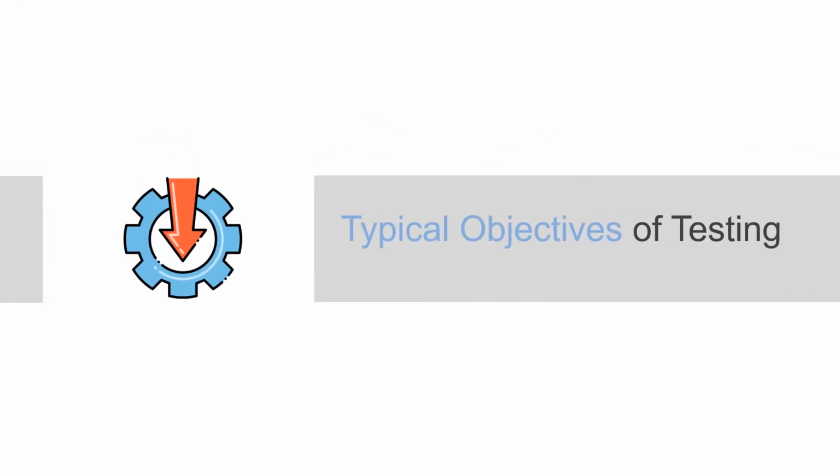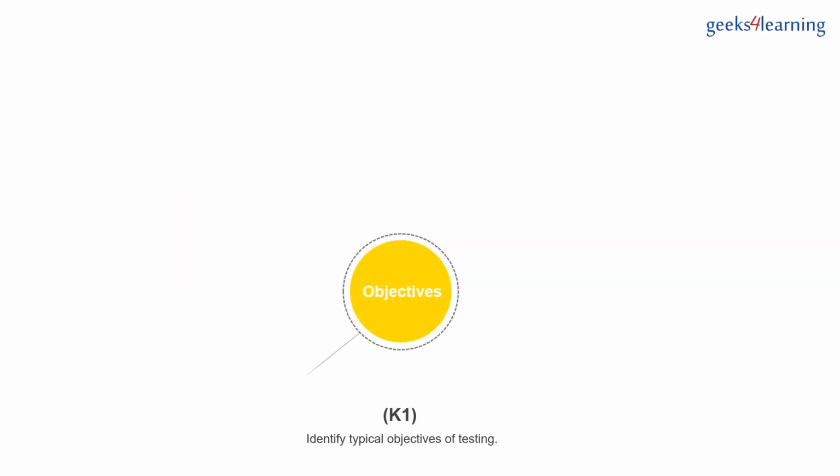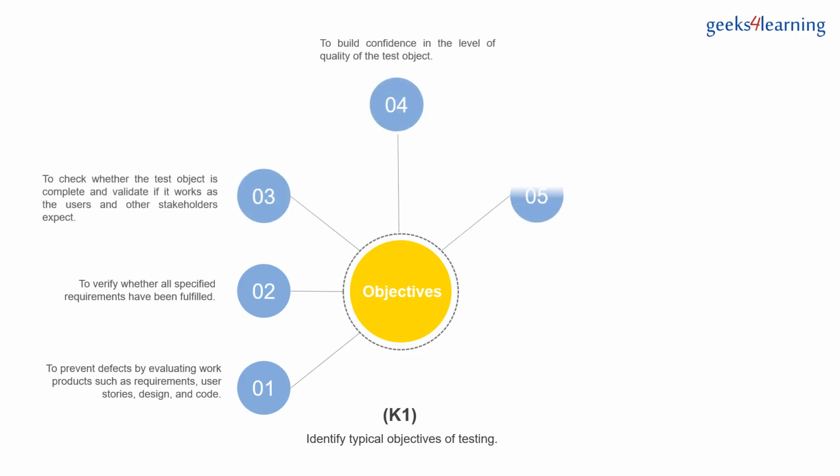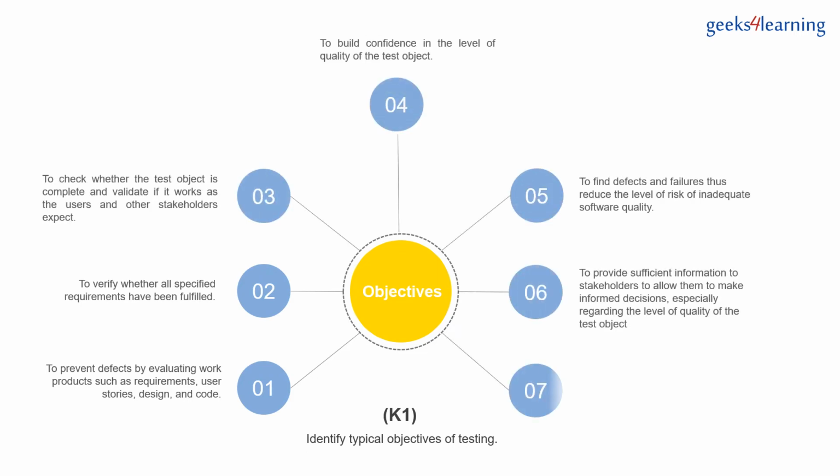Now let's learn about the typical objectives of testing, K1. For any given project, the objectives of testing may include to prevent defects by evaluating work products such as requirements, user stories, design, and code. To verify whether all specified requirements have been fulfilled. To check whether the test object is complete and validate if it works as the users and other stakeholders expect.